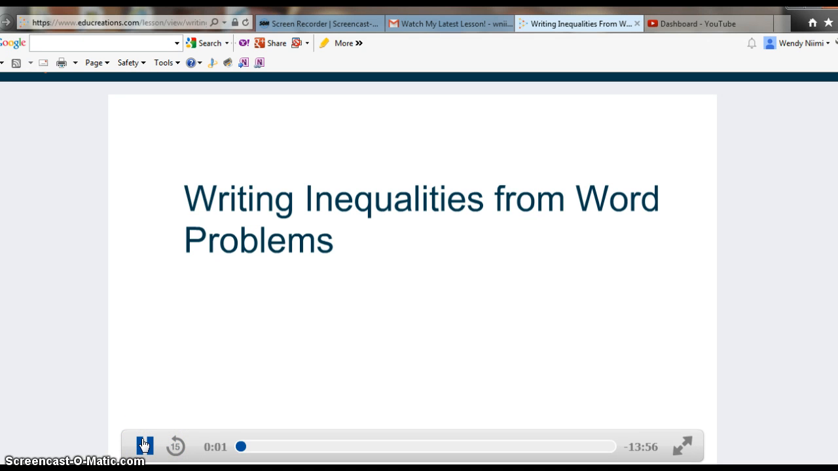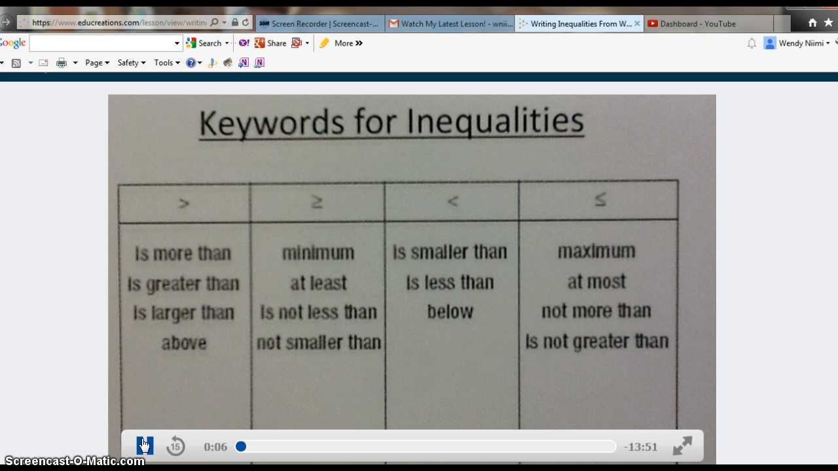Writing inequalities from word problems. Today we'll be writing inequalities from word problems, just similar to what you did with writing equations. I'm providing you with a list of keywords for inequalities that will be placed in your journal on Monday. So look at those keywords that I have listed above, and then you'll see them in your journal for reference later on.